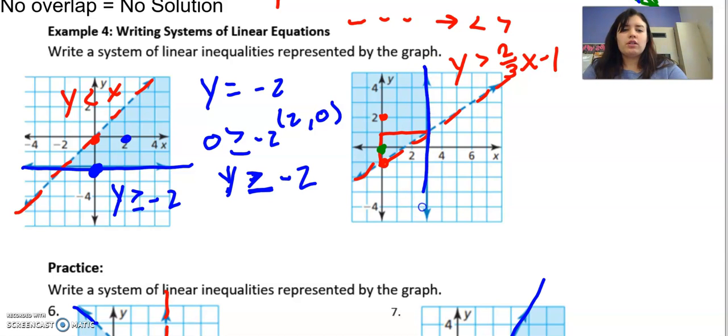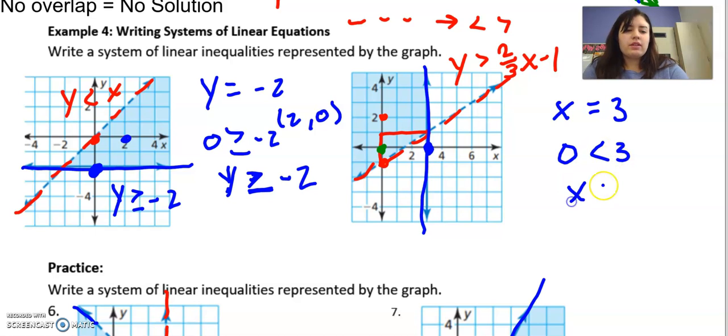And now we are on to a vertical line. So whenever we have a vertical line, we know that is x equals a number. Right here, we are at 3, so x is always 3, so it equals 3. And now we are going to take a test point such as 0, 0, plug in 0 for x. 0 is what to 3? It is less than 3. So we have x is less than 3 as our other line.